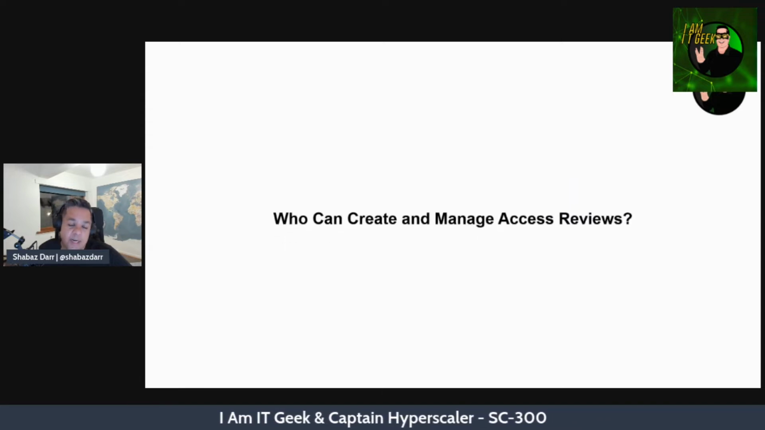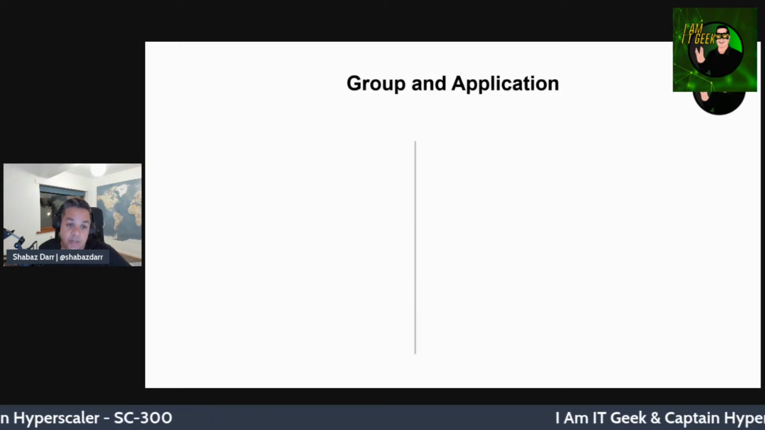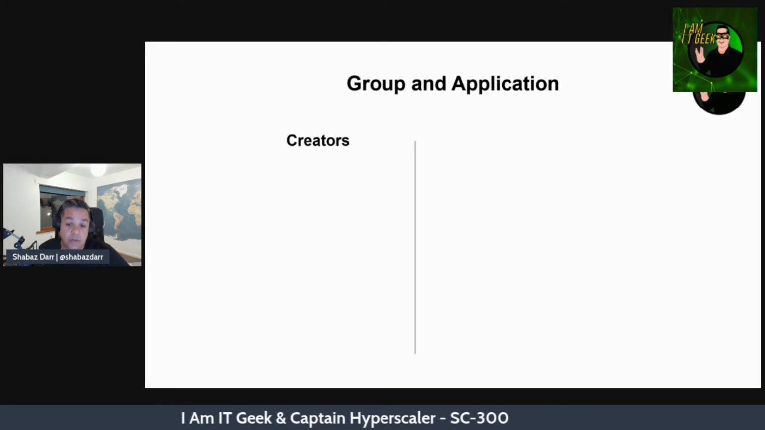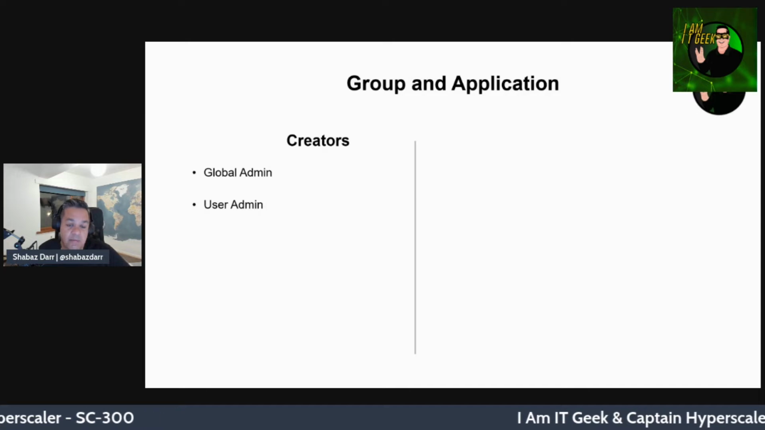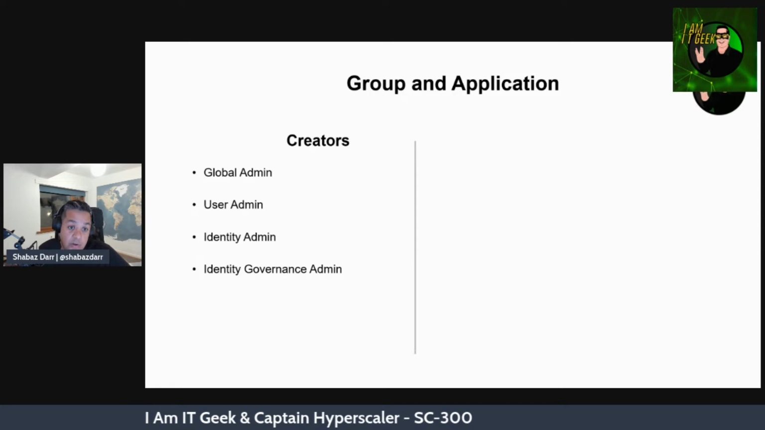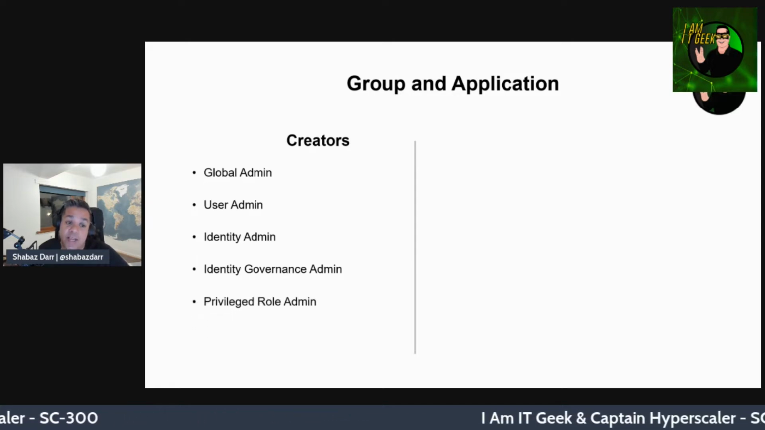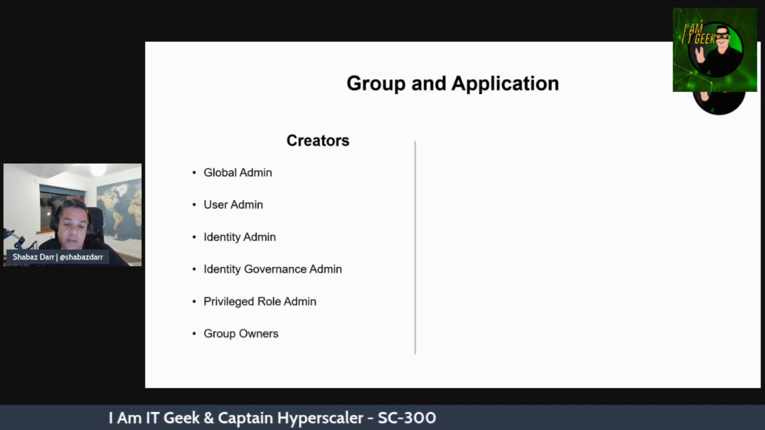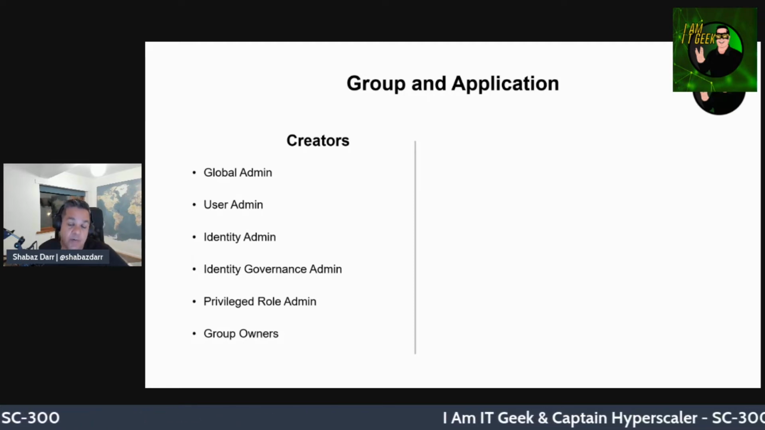So who can create and manage access reviews? We talk about groups and applications. We can split that down into 2 elements. We've got creators. These are global admins, user admins. We've got identity admins as well that are classed as creators. Identity governance admins can also create at a group and application level, when we're talking about managing access reviews. Also privileged role admins as well. And finally, we can't forget group owners. So these are all the users, types of groups or roles, that can manage and create access reviews at a group and application level.